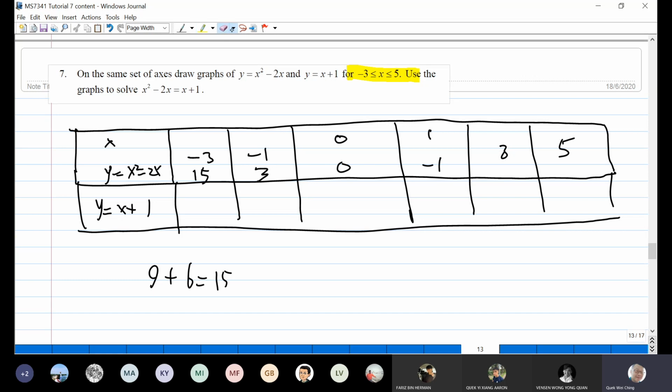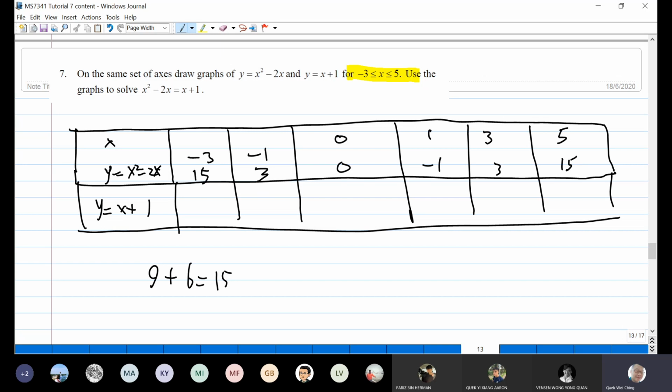And then for x equals 3, 3 squared is 9, 9 minus 6 is 3. When x equals 5, 5 squared is 25, 25 minus 2 times 5, 25 minus 10, you get 15.